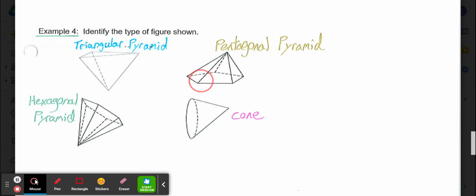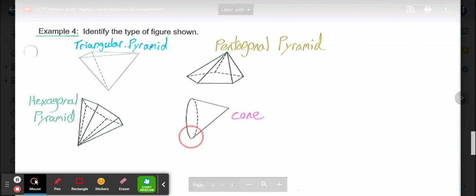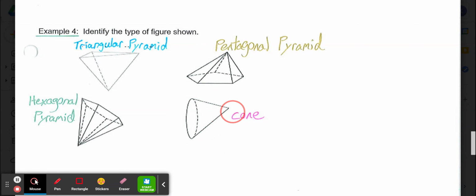If we look at this one, our base down here is a pentagon, 5 sides, so it would be a pentagonal pyramid. In this one, here's our apex, so our base is over here, which is 6-sided or a hexagon, so it would be a hexagonal pyramid. And lastly, base shape's a circle, so it is simply a cone.